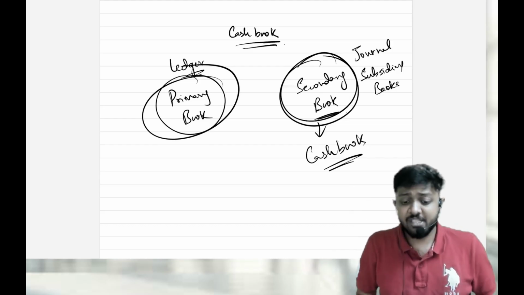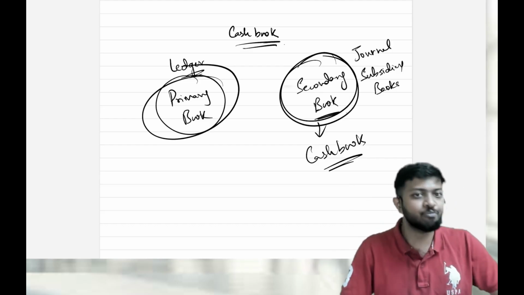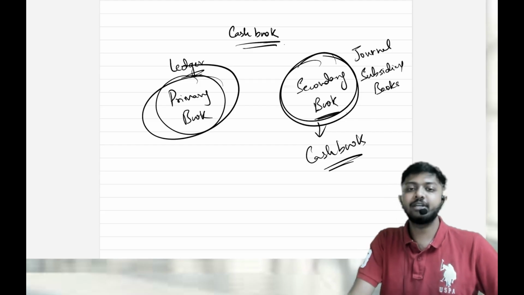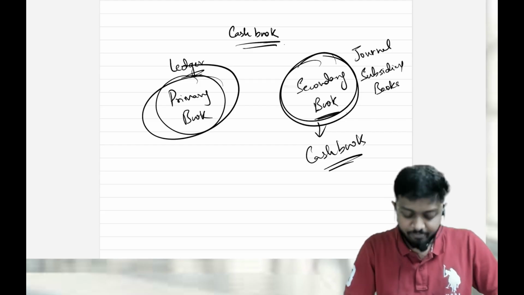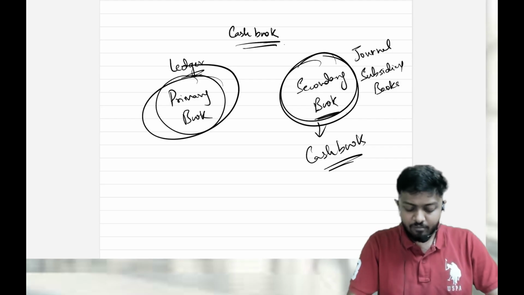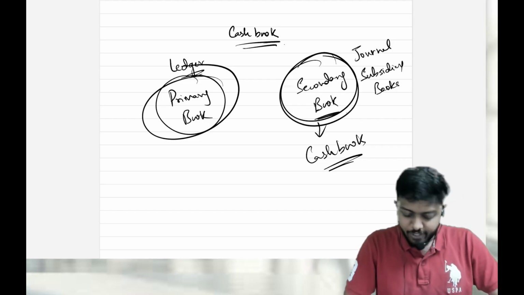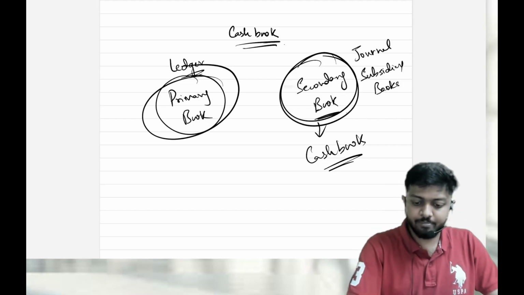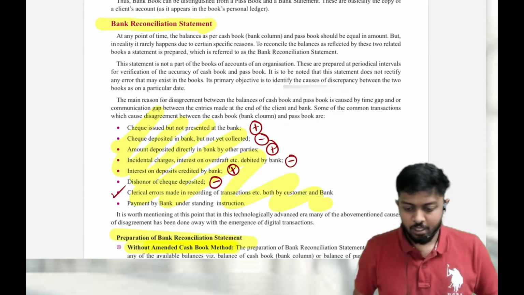So this can come many times. It has come in your exams also. Cash book is both a ledger and a journal. Okay, done. That is one thing you are supposed to know. So next we'll jump to what?